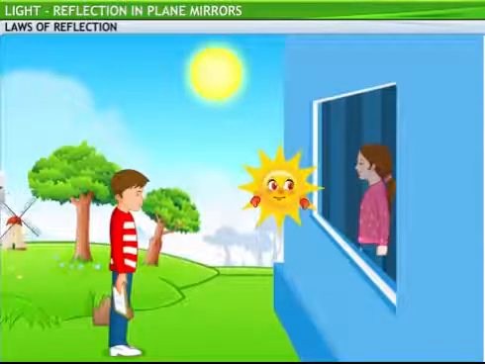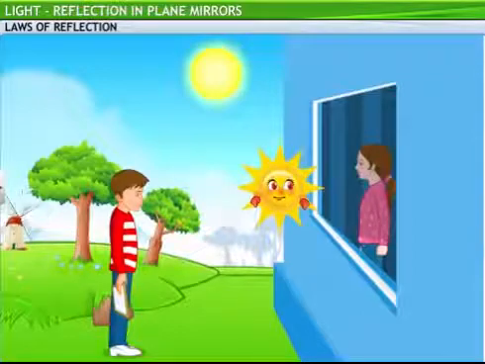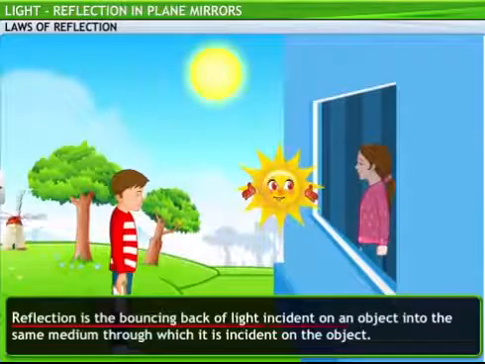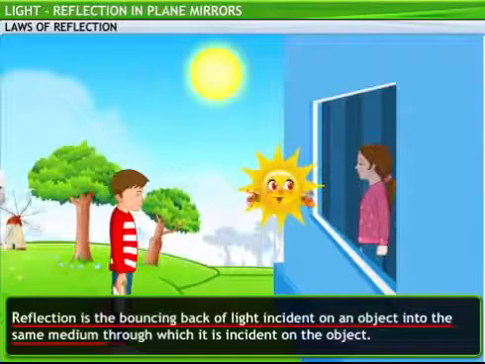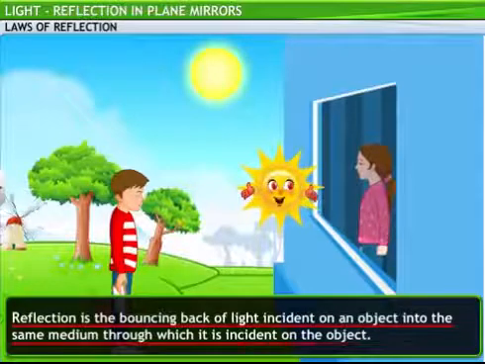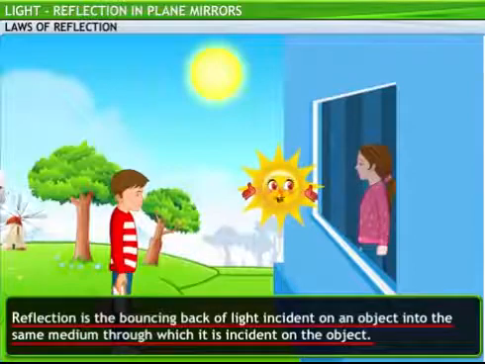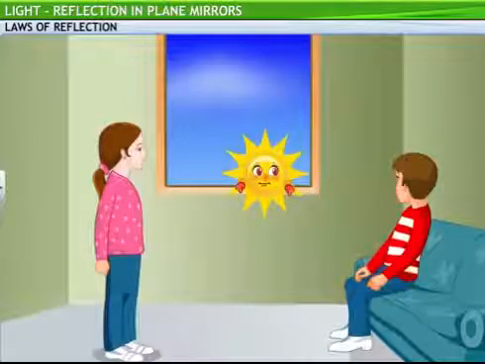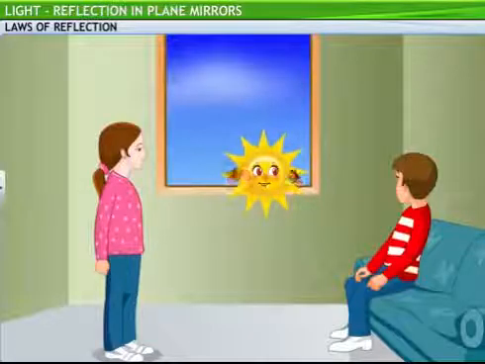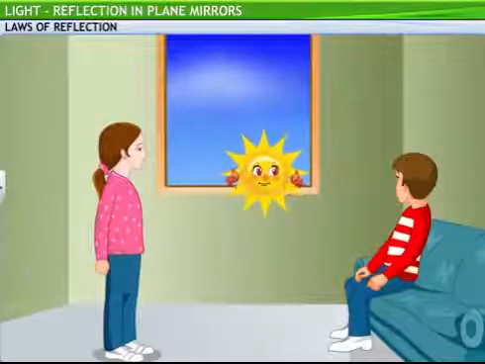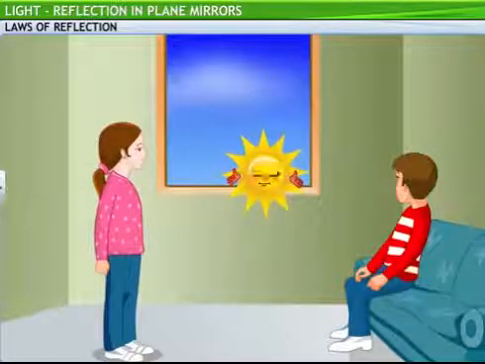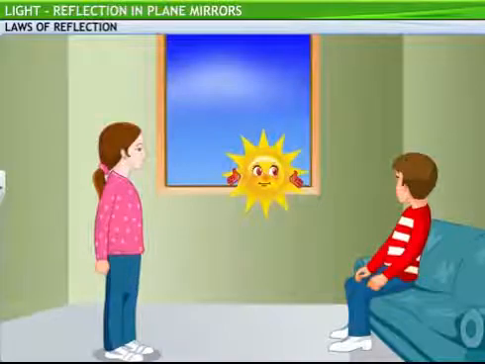So, what exactly is reflection of light? The bouncing back of light incident on an object into the same medium through which it is incident on the object is called reflection of light. Bouncing back of light? Sounds confusing? Well, let me start from the basics. You are aware that light travels in straight lines, right? Yes, we learned that in school.